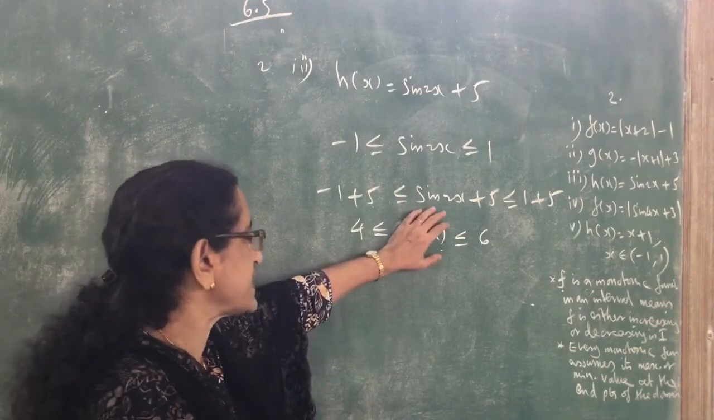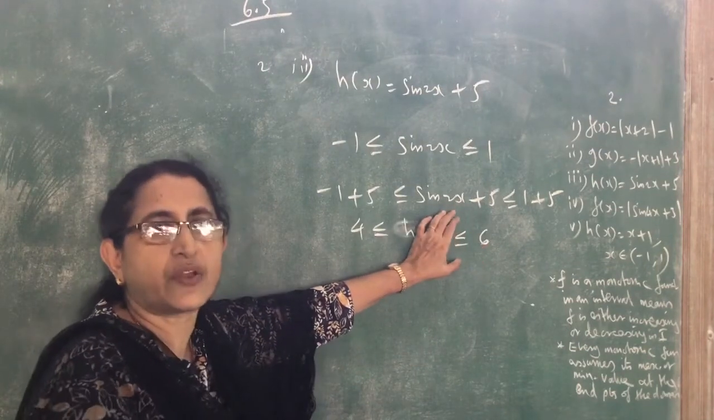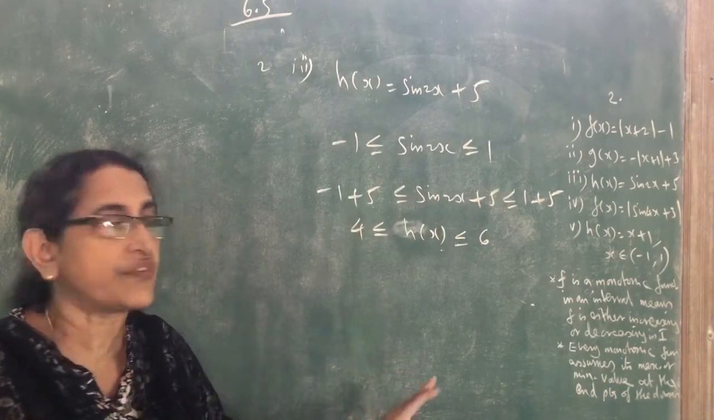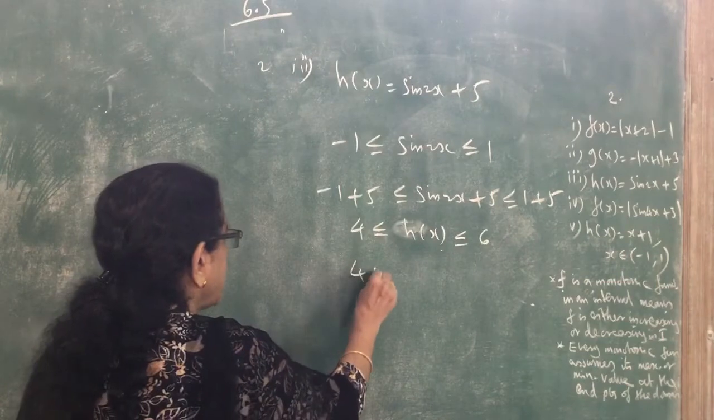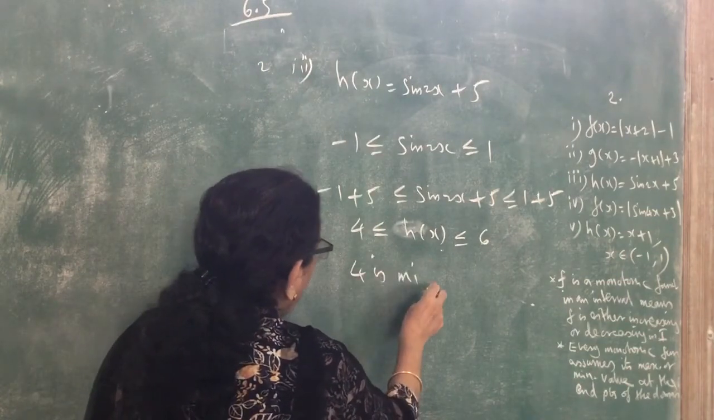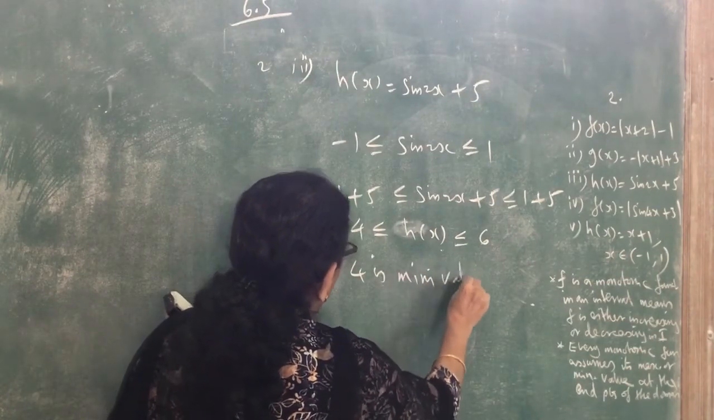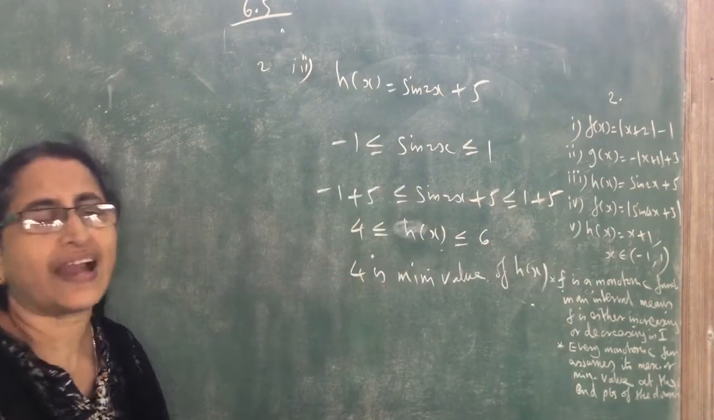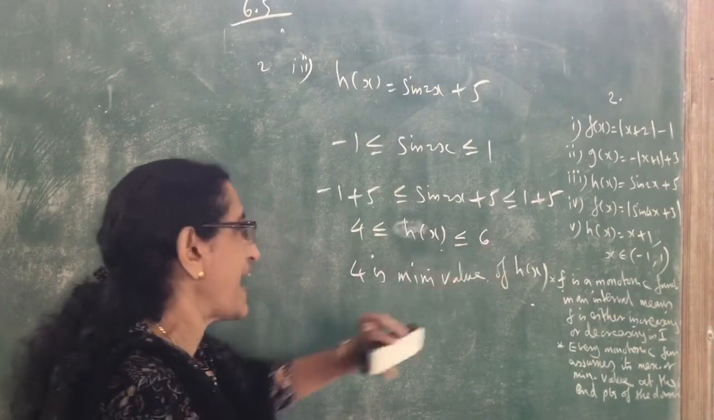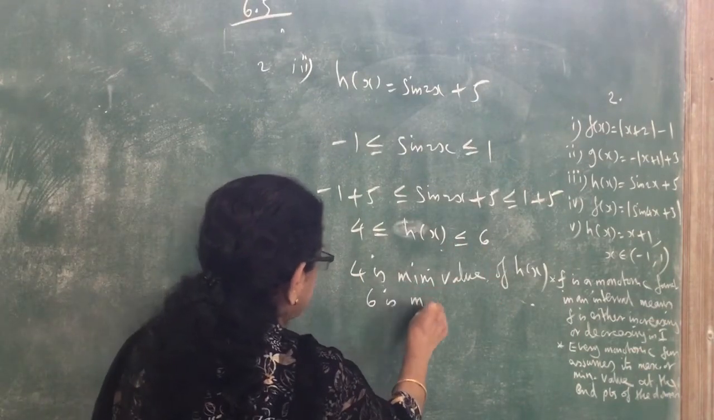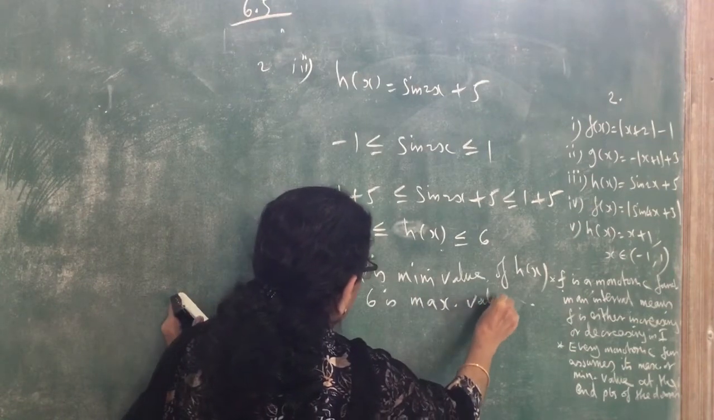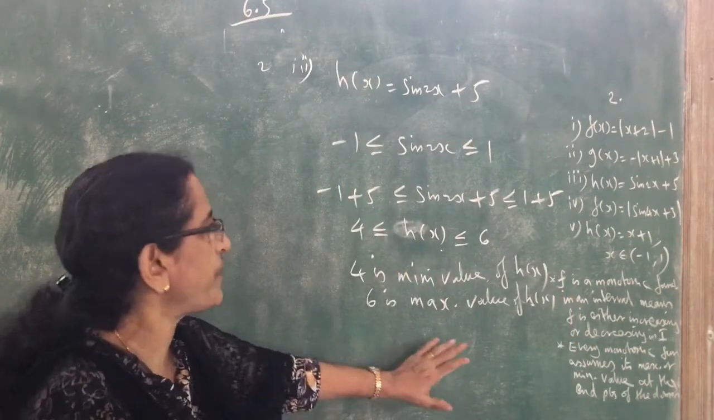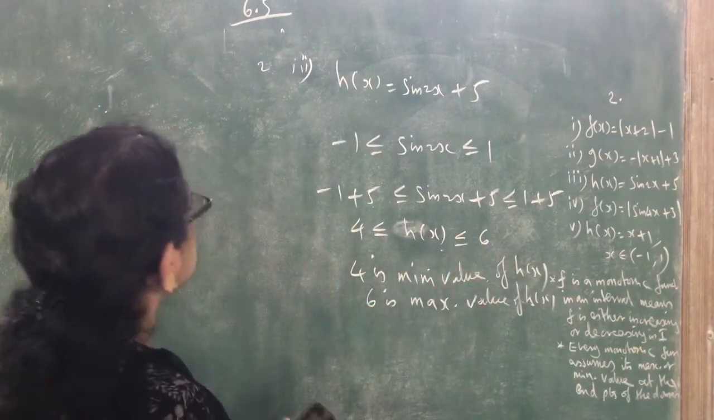This is always less than or equal to 6, which means 6 is the maximum value of the function. And this is always greater than or equal to 4, which means 4 is the minimum value of the function h of x. Therefore 4 is the minimum value of h of x and 6 is the maximum value. So this is the minimum value and maximum value of the function. Now consider the fourth one.